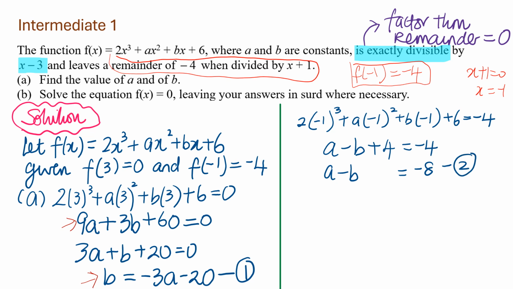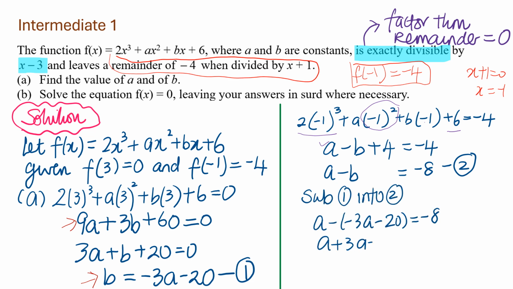And likewise, you can use a calculator to work this out to get 4, right? And this one, negative 1 times negative 1 will give you positive 1. So positive 1 times a will give you a. This is b times negative 1 gives you negative b, right? So I would have a second equation that is a minus b equals negative 8. So I'm going to substitute equation 1 into equation 2.